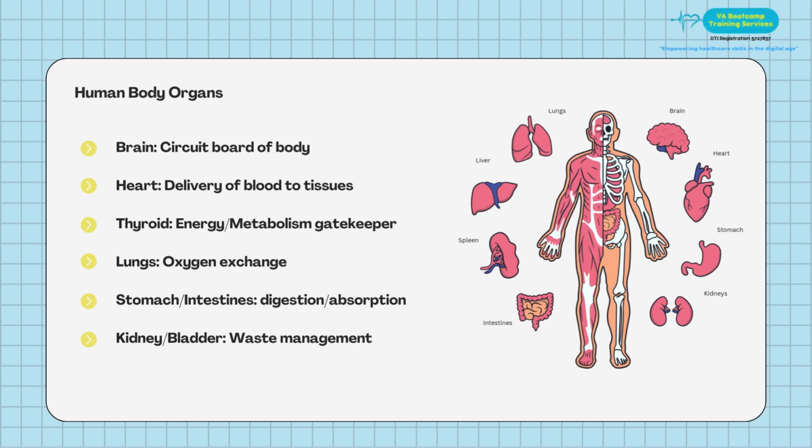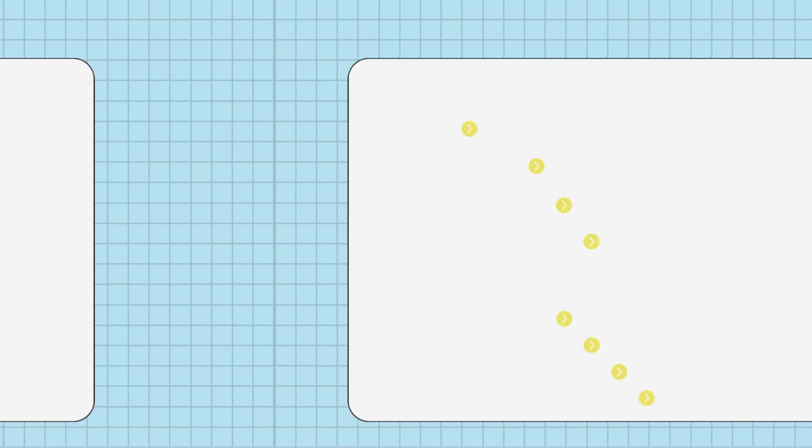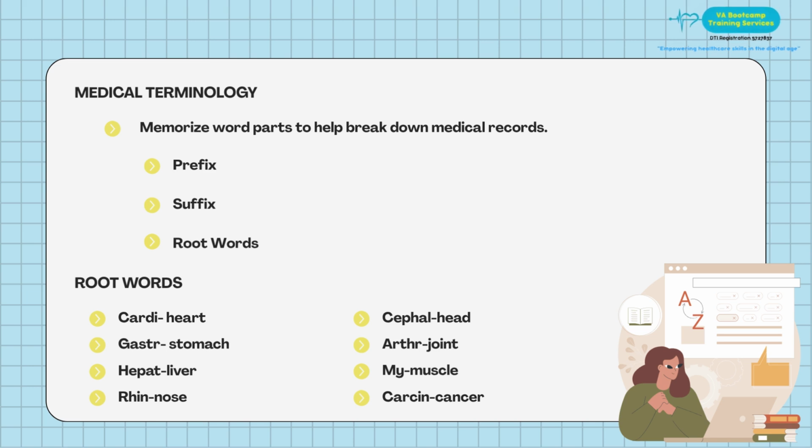Human body organs: brain, circuit board of body, heart, delivery of blood to tissues, thyroid, energy, metabolism gatekeeper, lungs, oxygen exchange, stomach, intestines, digestion, absorption, kidney, bladder, waste management. Medical terminology is a specialized language used in healthcare to describe the human body, conditions, procedures, and treatments.